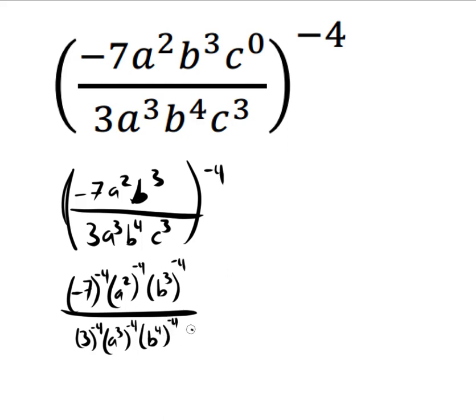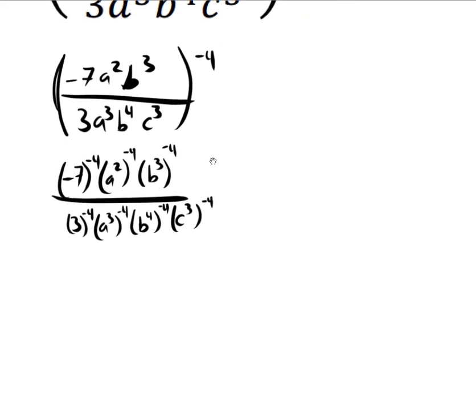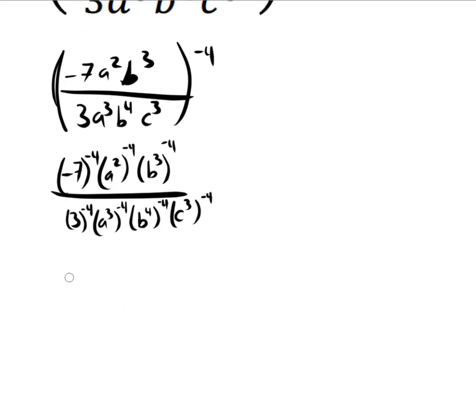And this is c to the 3 to the negative fourth power, all right? And this right here is what you have. And what we're going to do is we're just going to now do those power to powers. This is going to be negative 7, right? I'm just going to leave it negative 7 to the negative 4 because otherwise we might get confused with that negative sign. I'm just going to leave it like that for now.